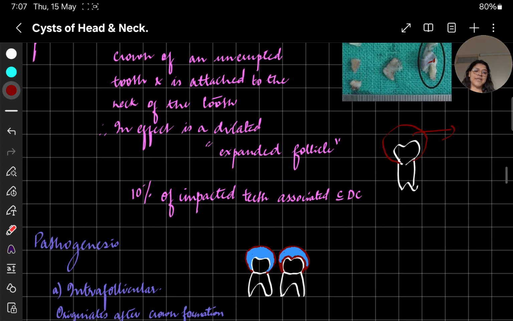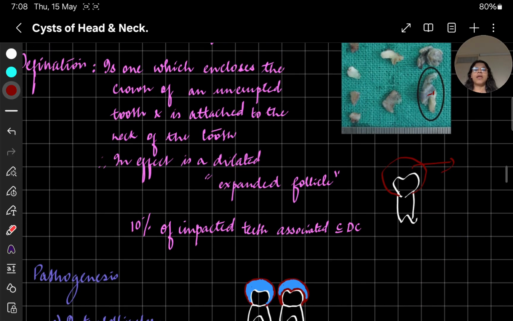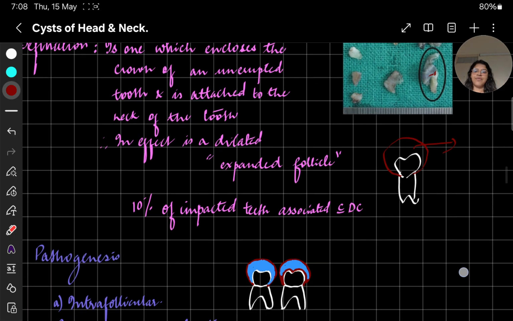10% of impacted teeth are associated with dentigerous cyst. So if you have your teeth impacted, please go and check if you have a dentigerous cyst over it. So what it is: it is the one which encloses the crown of an unerupted tooth and is attached to the neck of the tooth. In fact, it's a dilated, expanded follicle.